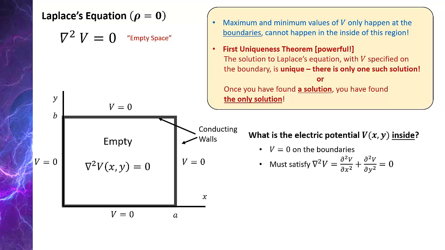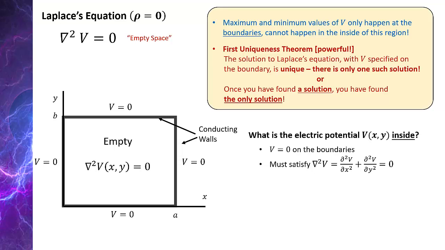Let's talk a little bit about how to use the properties of Laplace's equation to find solutions to Laplace's equation in certain regions. If you remember, two properties of Laplace's equation that turn out to be very useful are that, one, the maximum and minimum values of the electric potential, which solves Laplace's equation, only happen at the boundaries and cannot happen in the inside of the region.